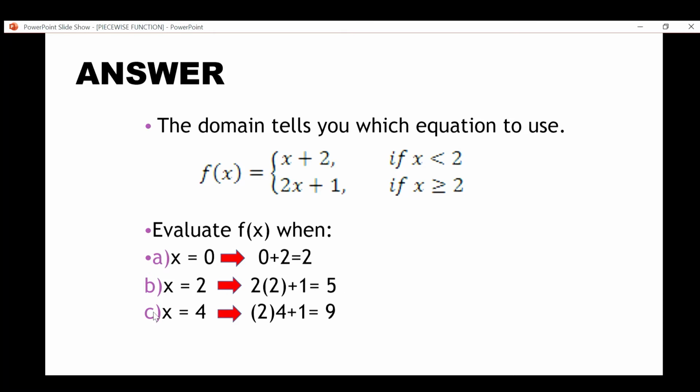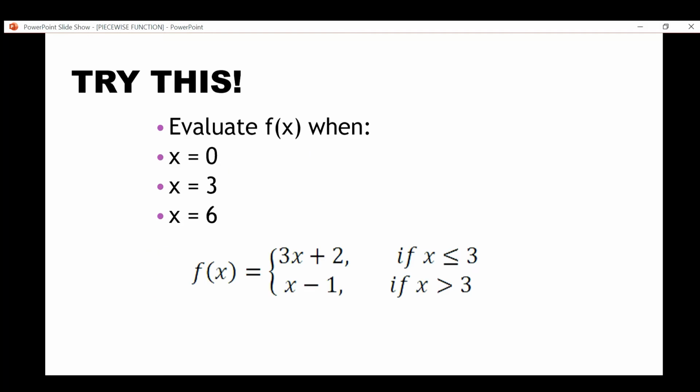Okay? For letter C, x equals 4. So 4 is greater than or equal to 2. So it falls in our second interval. So we'll use this function. So, that is 2 times 4, okay, plus 1, and that is equal to 9. Okay? So, how about this one, class?